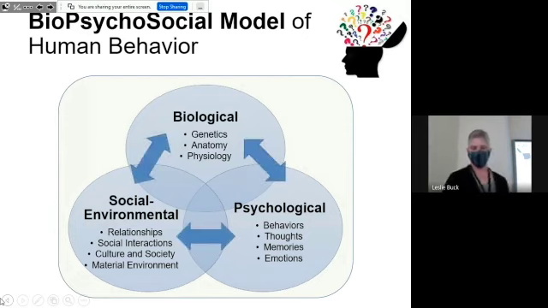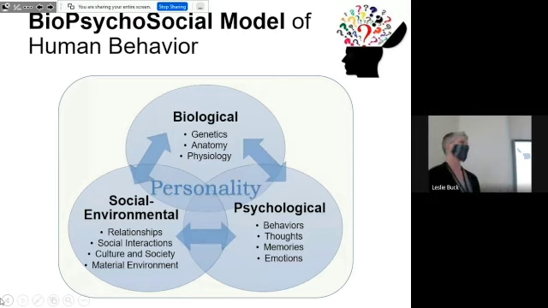So, learning is about changing behavior. We're going to transition from change to stability in behavior. So personality is the next unit. So personality is going to involve elements of all aspects of the biopsychosocial environmental model.